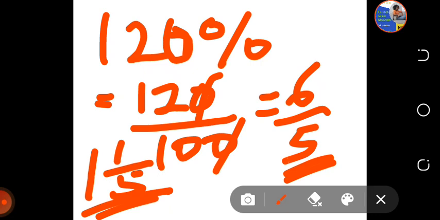It simply means that 120% is the same thing as 6 over 5 in fraction, or 1 and 1 over 5 in mixed fraction. And that is it. So you can see that this is what it takes to convert numbers in percentages to fraction. So we're going to stop this video at this point.